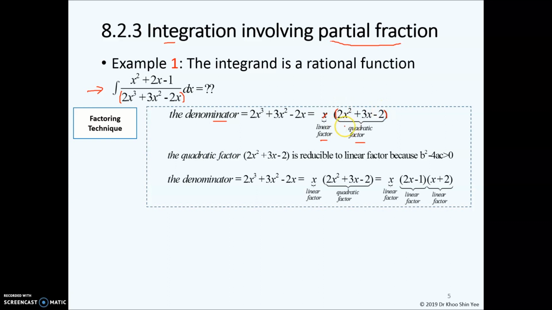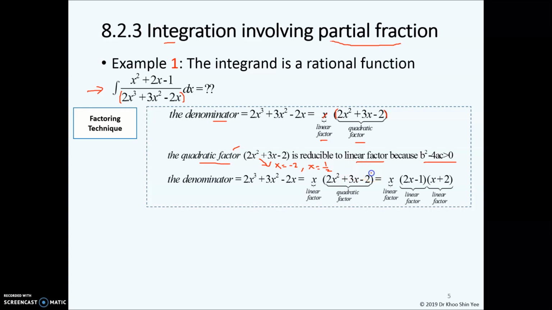Then you have this. So we further check the quadratic factor, see if it can be further reduced to linear factors. Yes, it can be done. The way to check it, you can use b squared minus 4ac, or you can use a calculator to directly find the roots. So in this case, you get the roots to be x equal to negative 2 and x equal to 1/2.